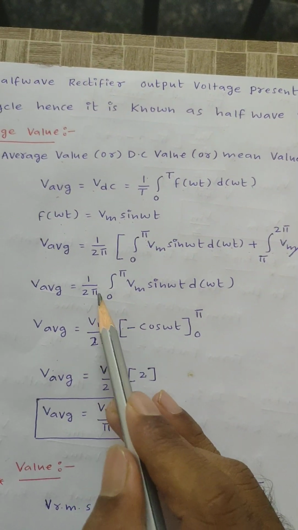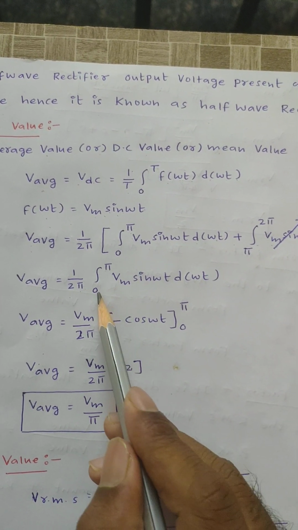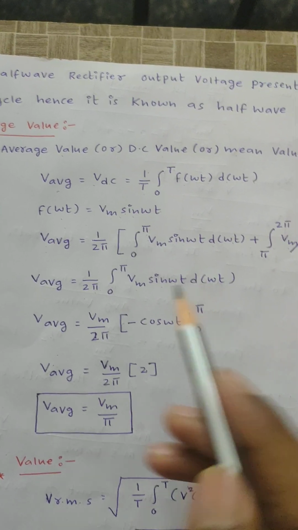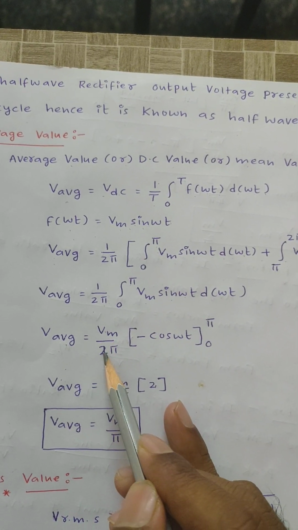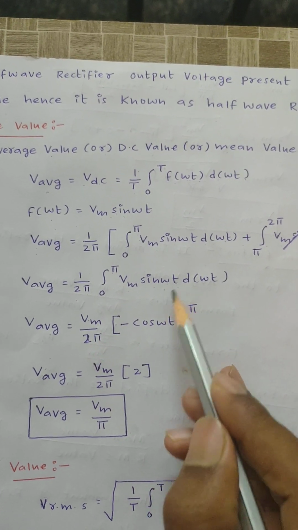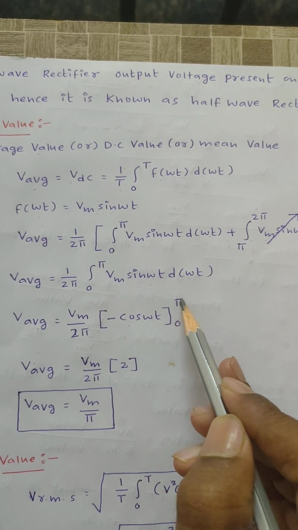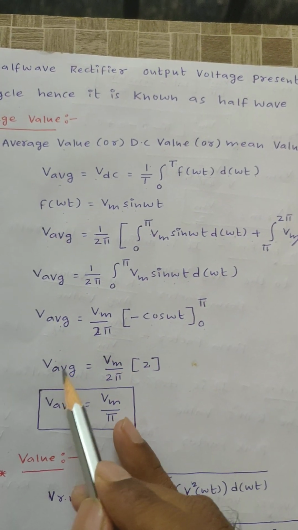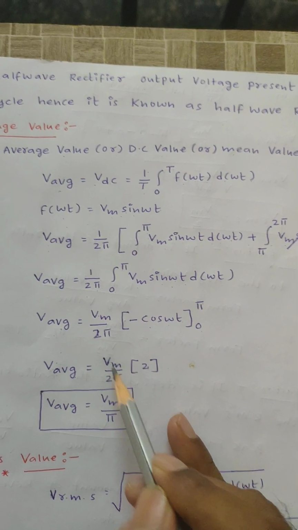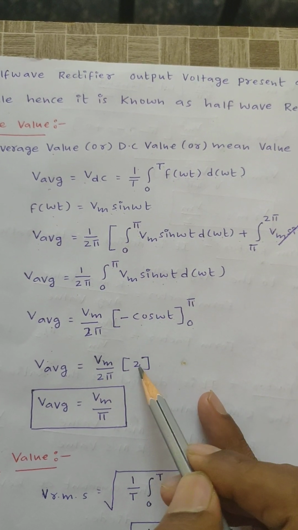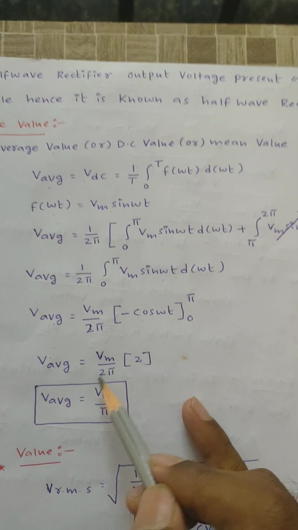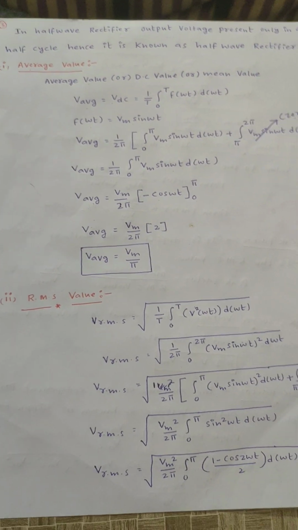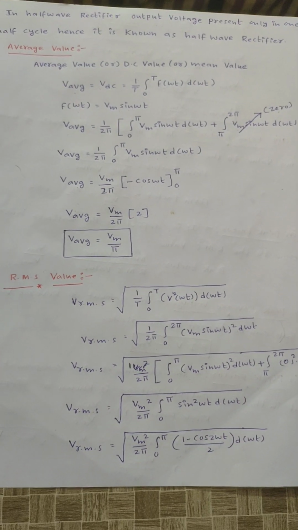Then V average is equal to 1 by 2 pi integration 0 to pi Vm sin omega t into d omega t. That is, V average is equal to Vm by 2 pi integration of sin omega t, you will get minus cos omega t. Upper limit will be pi and lower limit will be 0. If I substitute those values here, V average is equal to Vm by 2 pi into 2, and 2 will be cancelled, so the average value in case of half wave rectifier will be Vm by pi.